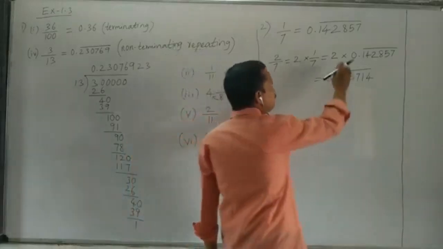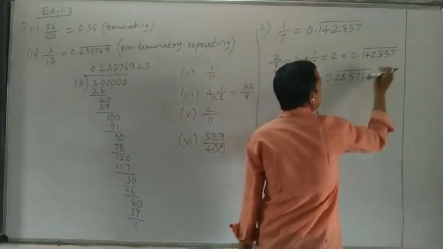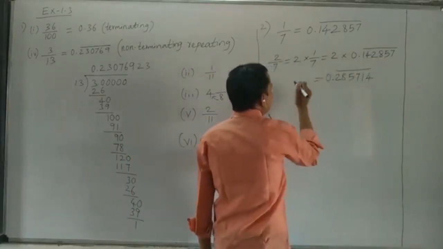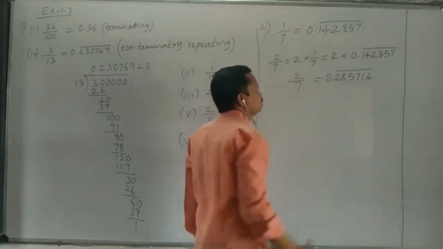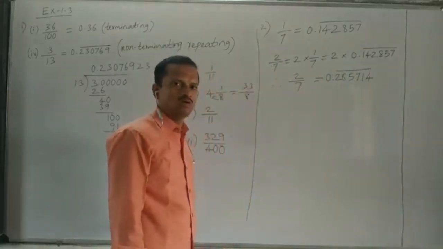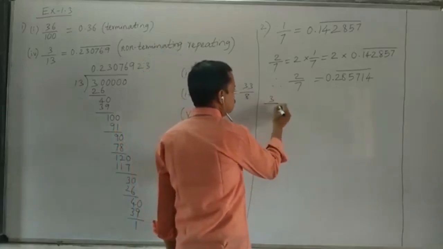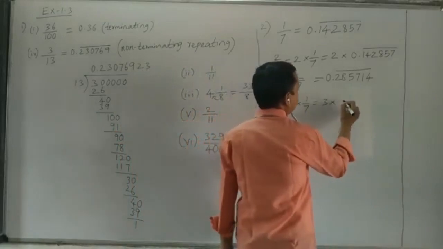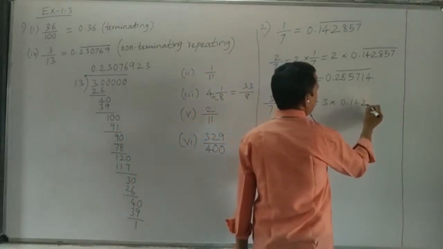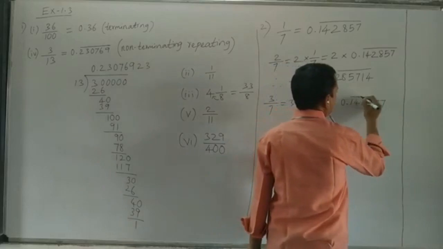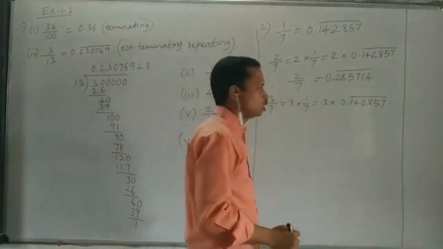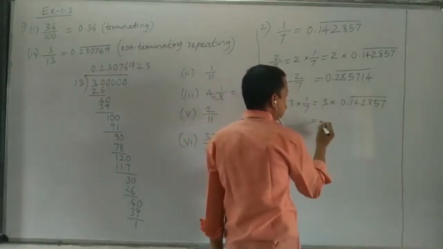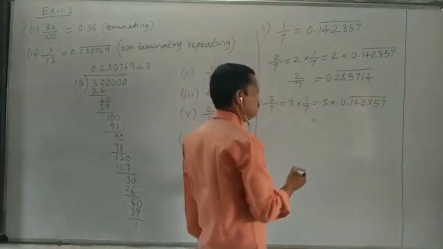285714. We multiply all these digits by 2 and put a bar, because these digits will repeat. So 2 by 7 is equal to 0.285714 bar. Like that, we can do 3 by 7 as 3 into 1 by 7. 3 into what is 1 by 7? 0.142857 bar. If you multiply by 3, you can get the value of 3 by 7. So what is that?